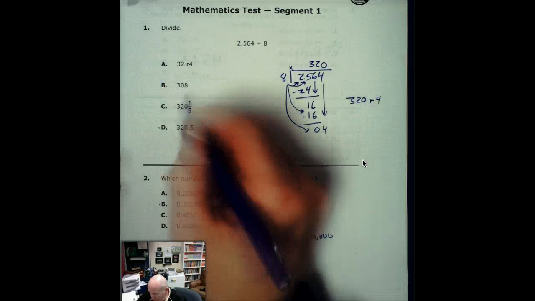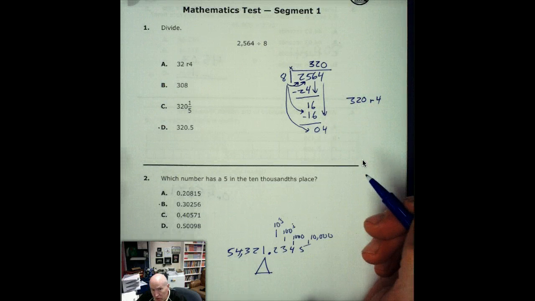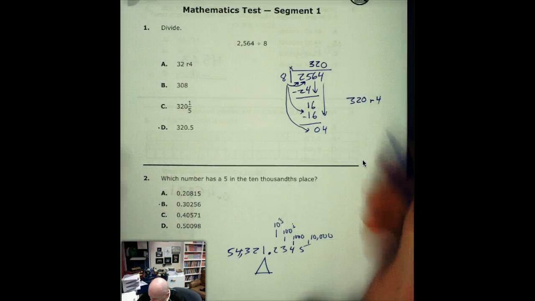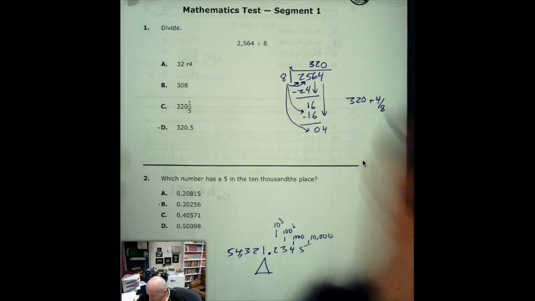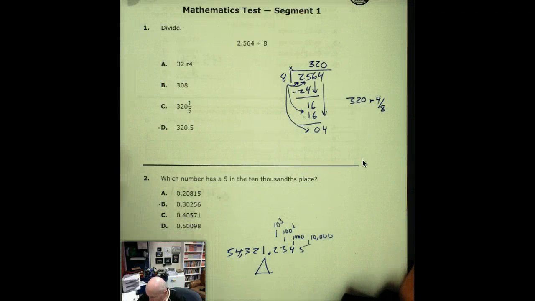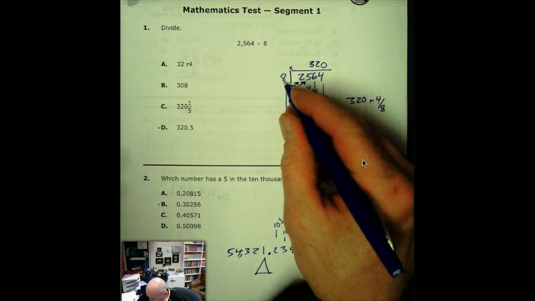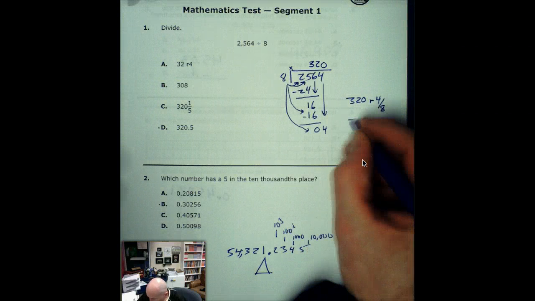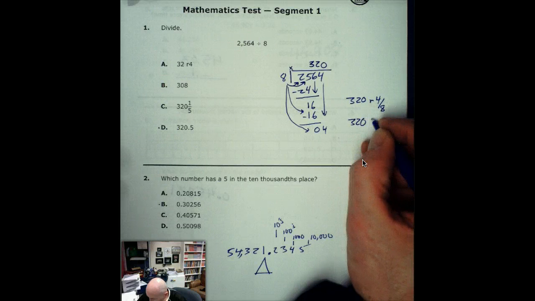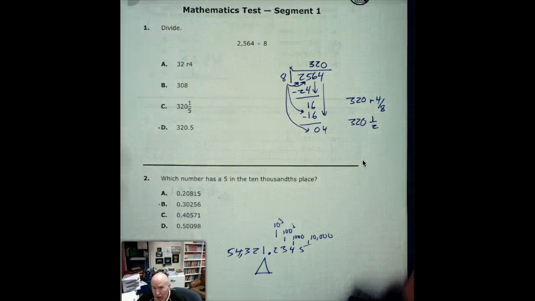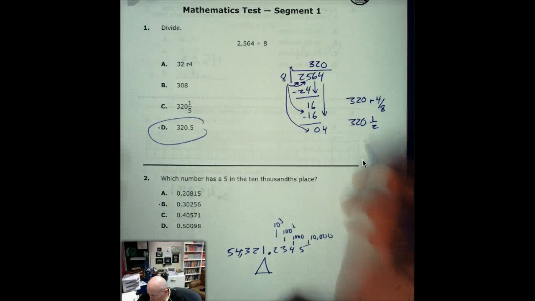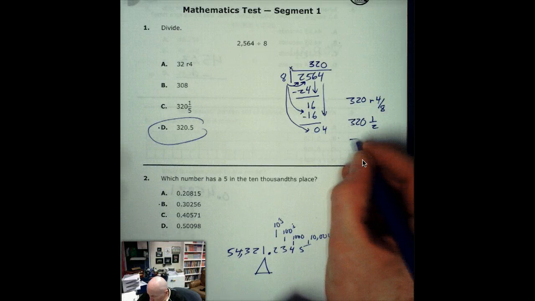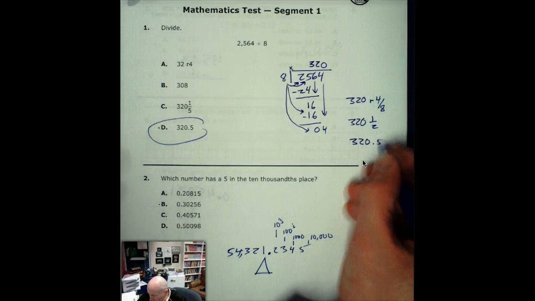But when I look over here with my answers, none of those answers look anything like that. So let me think about that remainder. That remainder really means 320 and 4 out of 8. Correct? 4/8, 4 parts left out of 8. Or I could rewrite that as 320 and 1/2. I could simplify it to a fraction, but I still don't see that over here. But when I look down here, I do see a decimal that is the same as 1/2. So your answer is 320.5. What they did there is a little trick. They replaced the fraction 1/2 with the decimal.